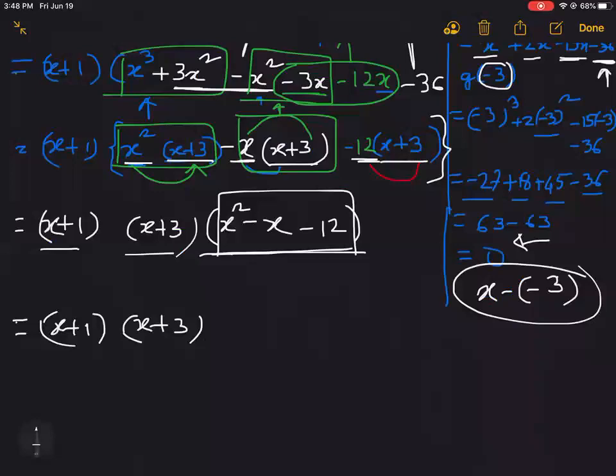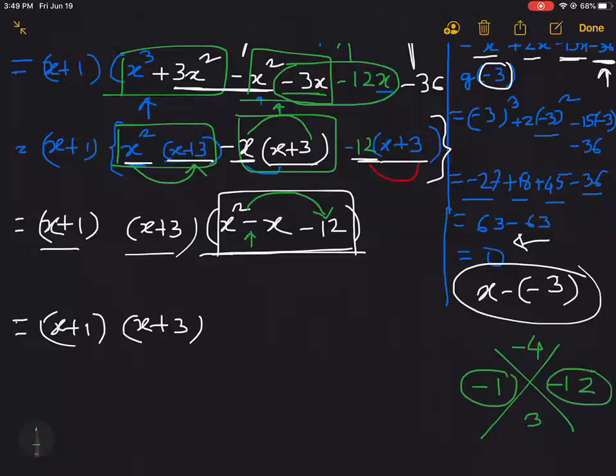That means we are looking for a pair of values whose product will be negative 12 and whose sum will be negative 1. Okay, do you remember this process? I hope you do. Whose sum will be negative 1, whose product will be negative 12. We're looking for these values, and as far as I can see, negative 4 and 3, right? It gives us negative 1 as the sum and negative 12 as the product.